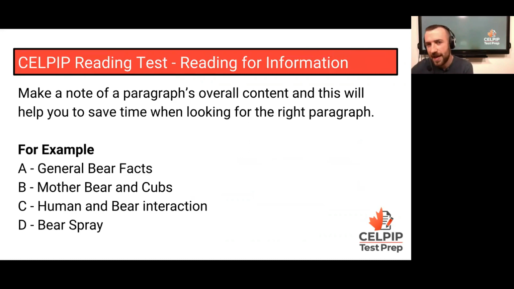So just writing these down at the beginning of the task tells us, okay, if it's a question relating to bear spray, I know I just have to look in paragraph D. I haven't necessarily got to look through A, B, and C to get to D. So that's worth keeping in mind. Each paragraph will be on a very specific section, so you'll know if it's related to bear facts, or if they're talking about the mother bear or cubs, then you know to focus just on B. If it's about humans and how they interact with bears, we know we can go straight to paragraph C, and that's going to save you so much time.